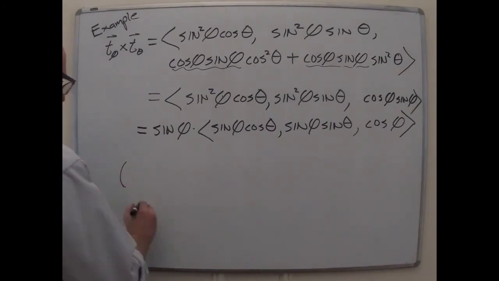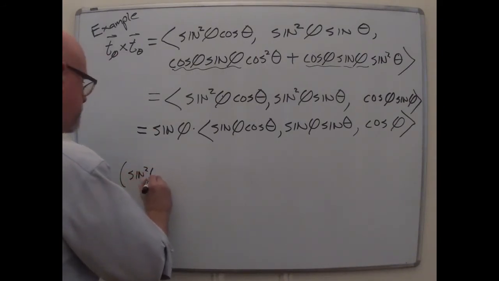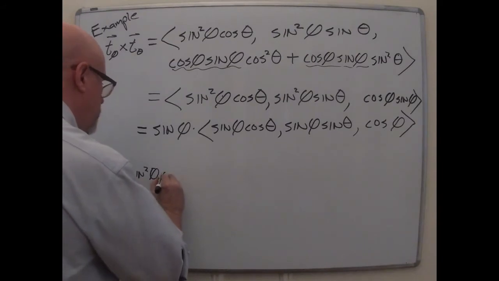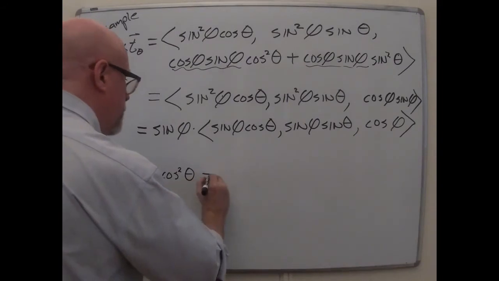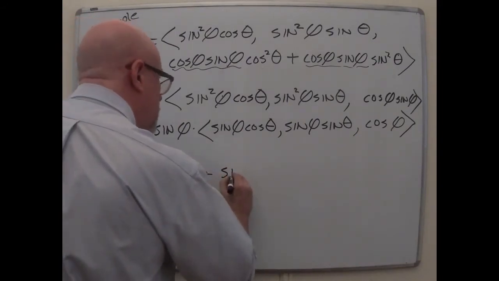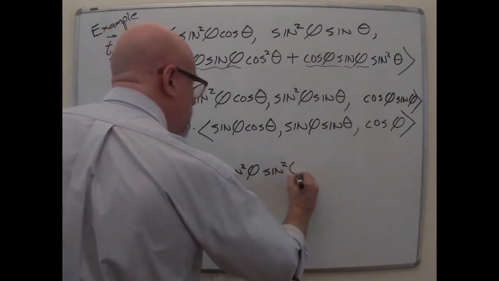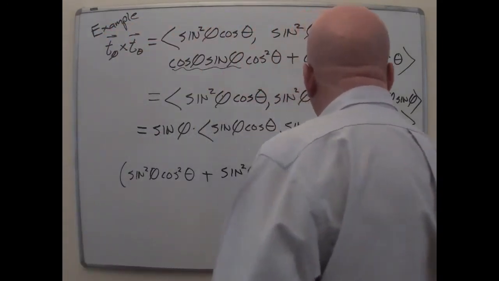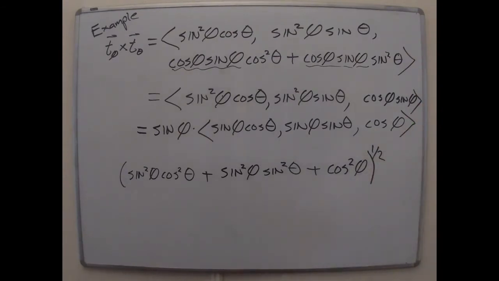So we want the square root of the sum of the squares, so that would be sine squared phi cos squared theta, plus sine squared phi sine squared theta, plus cos squared phi, all of this to the 1/2 power. What can I do to simplify?